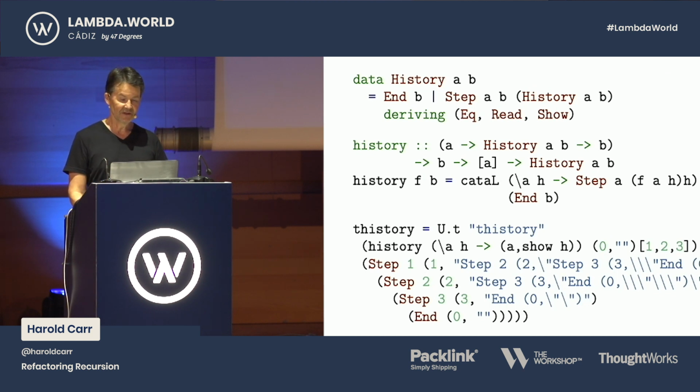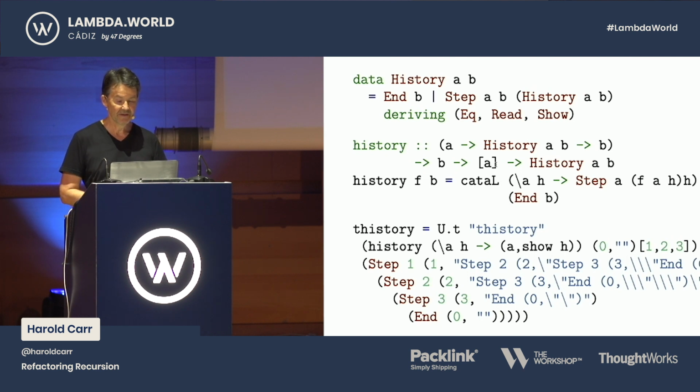And here's what this looks like. You have a data type called history, with two constructors, end of B, which is just your base case again. So when you get to the end of the structure that you're traversing, that's the value you're going to use. Otherwise, you're going to do a step, and this is the step value, and this is the B value, and it's wrapping up the history that already has happened.